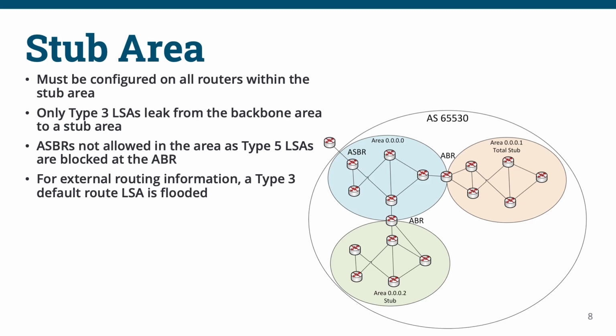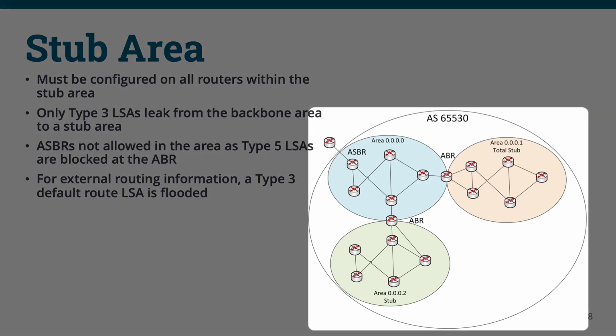In a stub area, external route information is not allowed. Therefore, Type 4 and Type 5 LSAs are not flooded into an area from an ABR. Similarly, Type 4 and Type 5 will not be flooded into the backbone area from a stub. Only Type 3 LSAs are flooded from the backbone area into the stub area. When external routes reach an ABR from the backbone area and the ABR is connected to a stub area, the ABR will originate a Type 3 LSA with a default route to allow the stub to reach the external routes.